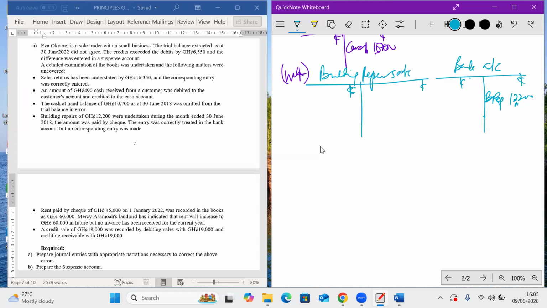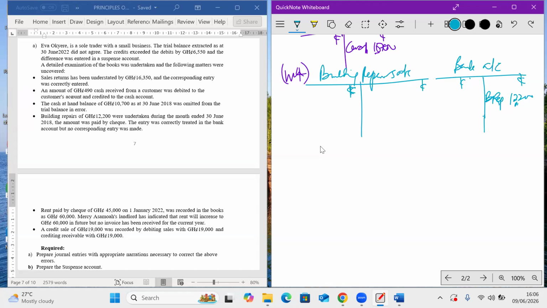So in the building repairs account, we are recording the entries per the transactions in the account. But what's happening in the building repairs account? From the question, what's happening in the building repairs account from the transaction? There was no transaction. There was nothing in the building repairs account.